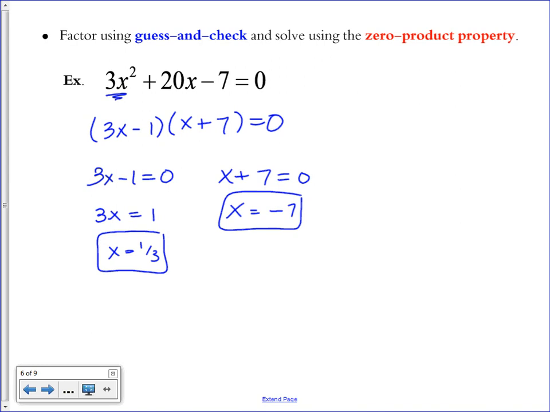So guess and check factoring is not so bad. When do you have to do it? You have to do it when there's a number in front of your x squared that you cannot factor out from all the terms. And the only way to figure out that plus 20x is to practice FOIL, FOIL, FOIL, FOIL till you find the one that adds up to positive 20.